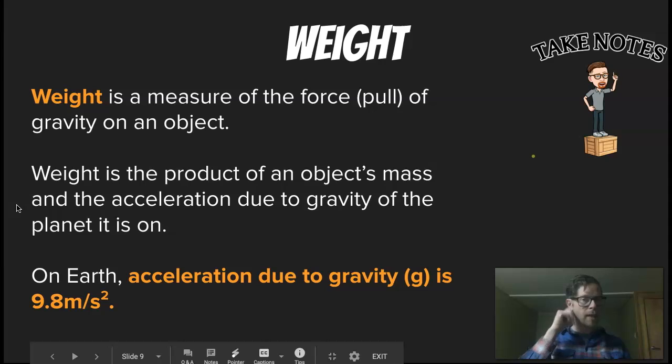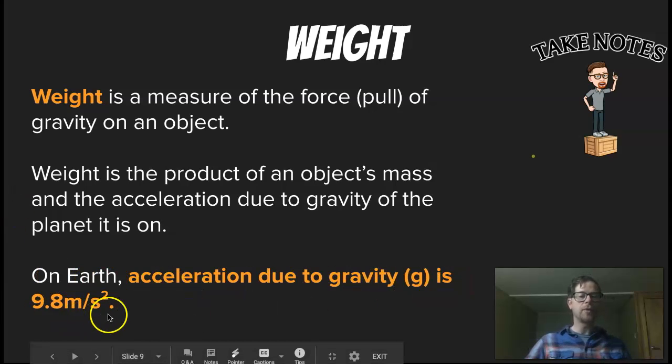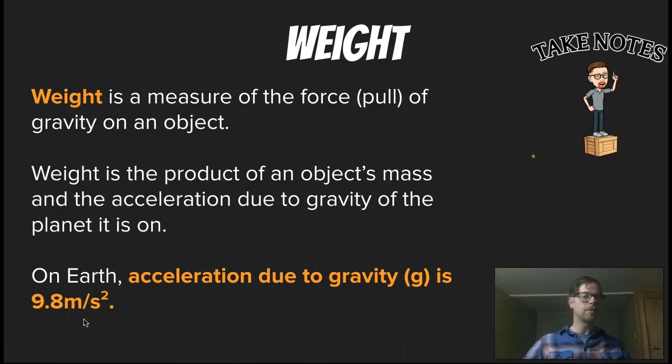Okay, let's talk about weight. What is weight? Well, weight is simply a force. Weight is a measure of the force of gravity on an object, and it's the product of the object's mass and the acceleration due to gravity of the planet it is on. And on Earth, acceleration due to gravity is 9.8 meters per second squared. And that's a number to know, right? We abbreviate it with a small g. That's a number to know, 9.8 meters per second squared.